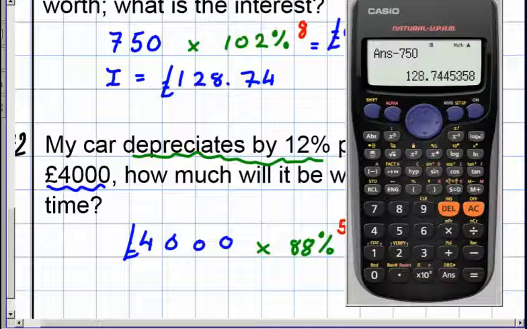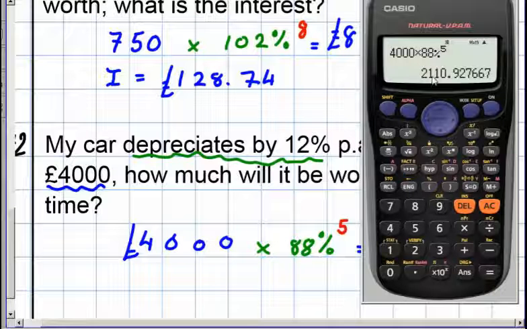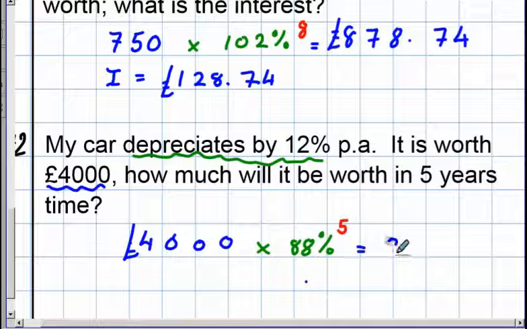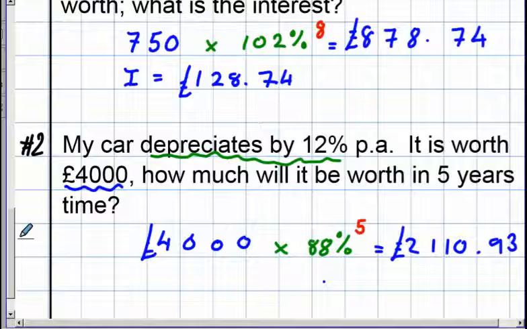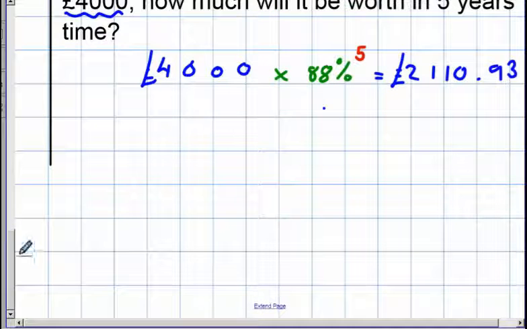So let's see what that gives us. 4,000 times 88 shift percent to the power 5 equals. There you go. £2,110.93. Gosh, so if that information's true, then your car could be half its value after just 5 years. But that'll teach you to spend that much on a car. I don't think you should spend any more than, well, £750 was my last purchase, and that was quite a good car, so I've had them cheaper.